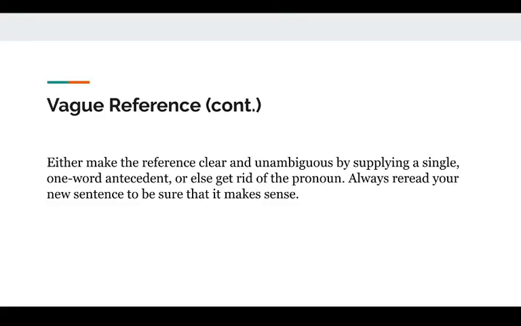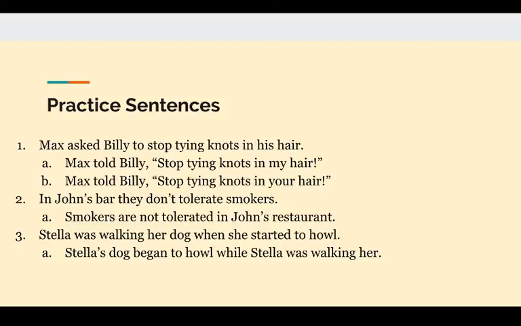So the best way to understand vague reference and ambiguous reference and how to avoid that is to go through some practice sentences. So I usually have 3, but for this particular topic, I have 6. So we're just going to go through multiple ways to fix sentences and what's wrong with them.